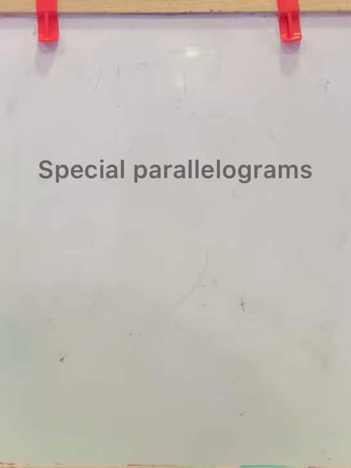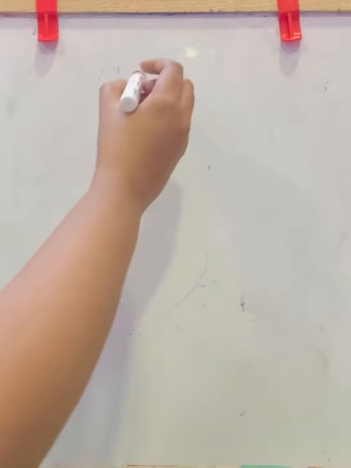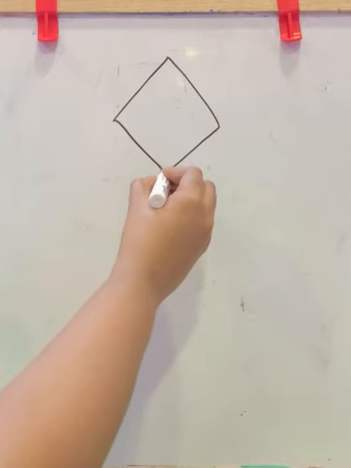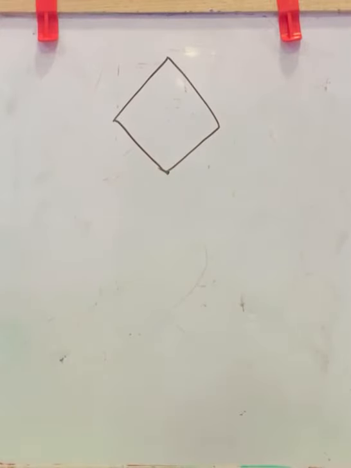Namaste. Today we are going to learn about some special parallelograms. First one is rhombus. This is a rhombus. It has all the properties of kite and a parallelogram.